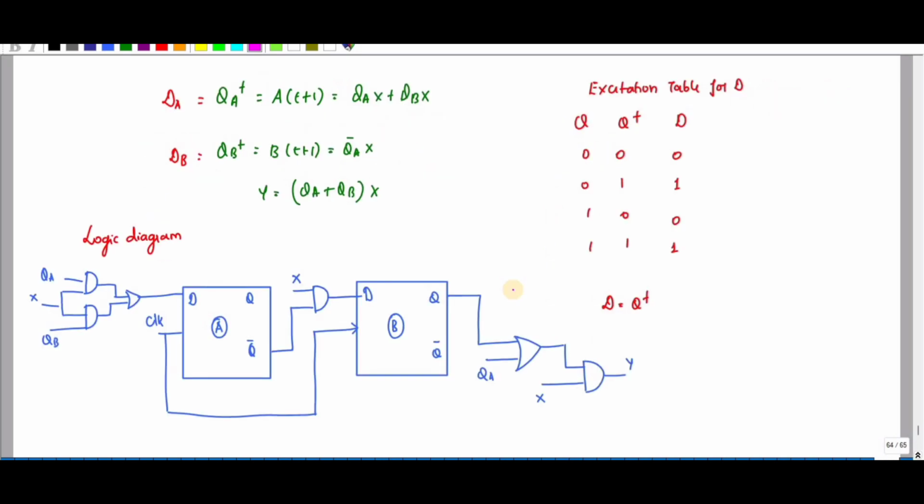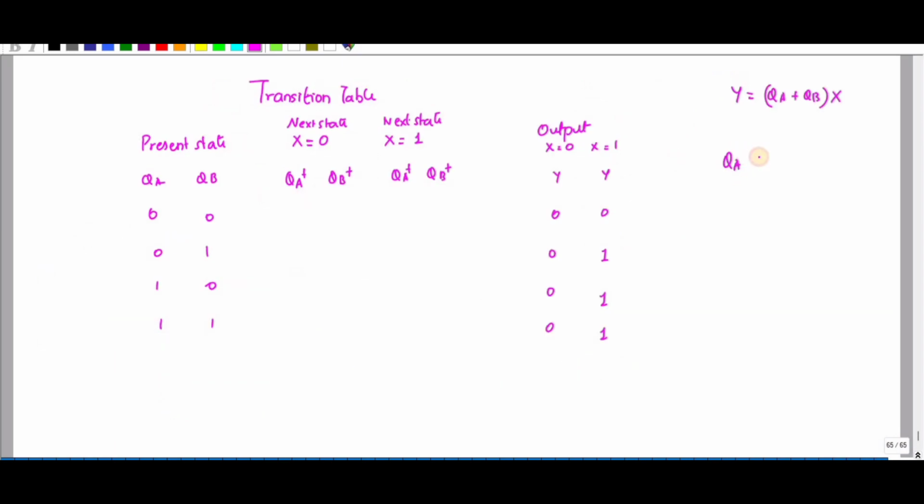Okay, so next I need to find the value of QA plus. QA plus is equal to, they are given QA into QA QB into x. So that is also the same value. If x is 0, QA plus is 0, right? And if x is 1, I need to add this one. So if I add this one, I will get 0 1 1 1.